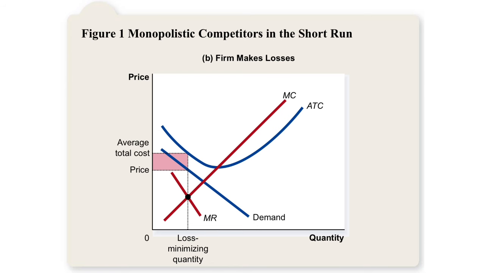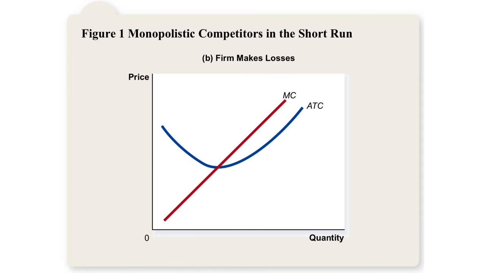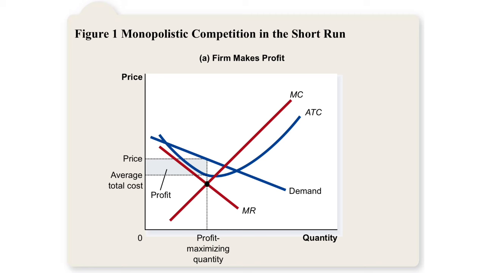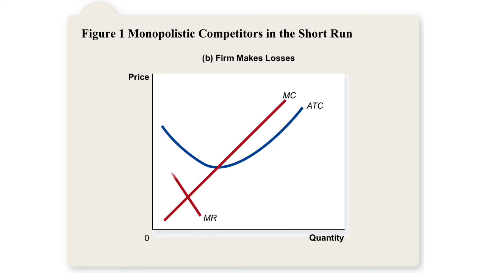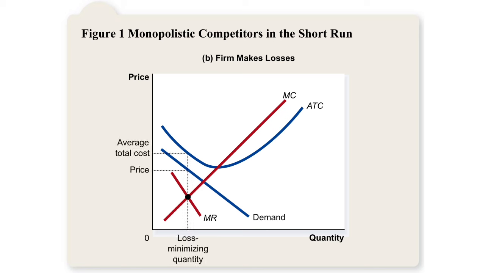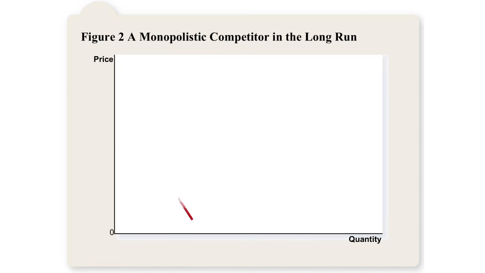Now, in the presence of monopolistic competitive profits, what we would expect to happen is new firms are going to enter the market, and it's going to cause the demand for this firm's product to decrease. In the case of monopolistically competitive losses, existing firms are going to leave the market. Demand for our firm's product is going to increase because there's less competition, and we're going to end up at the monopolistically competitive firm's long-run equilibrium.